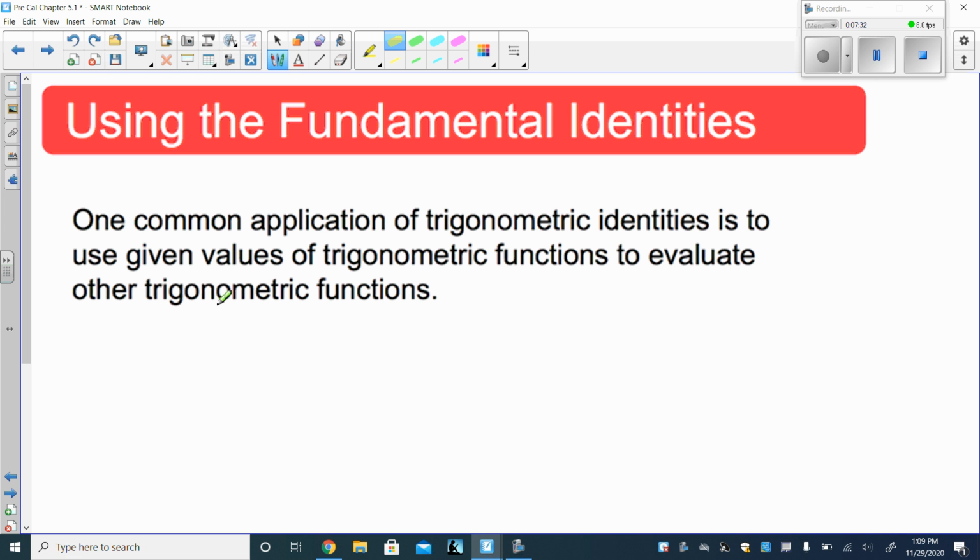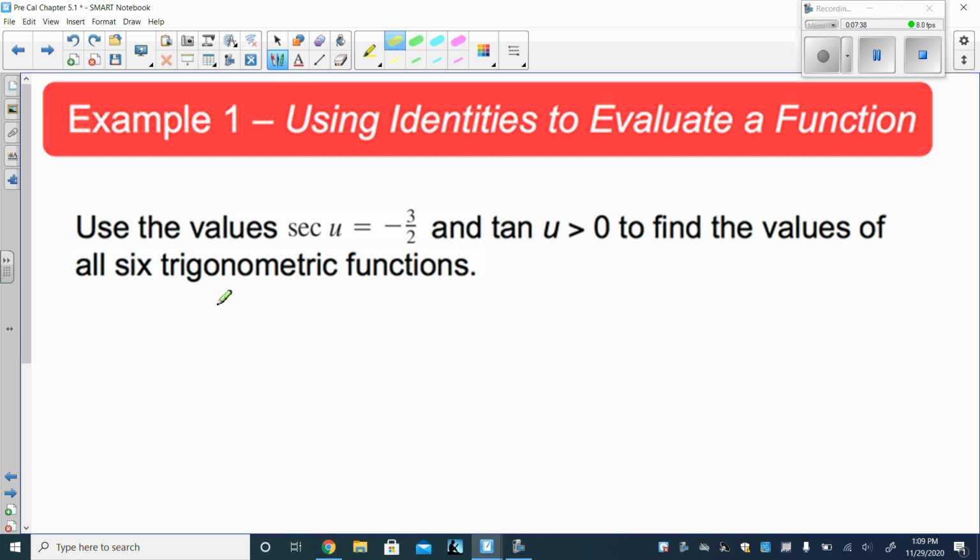So let's look at this using the fundamental identities. Now, one common application of trigonometric identities is to use given values of trigonometric functions to evaluate others. And we've done this a little bit, like this here. Use the value of secant u is equal to -3/2, and tangent of u is greater than 0 to find the values of all 6 trigonometric functions.